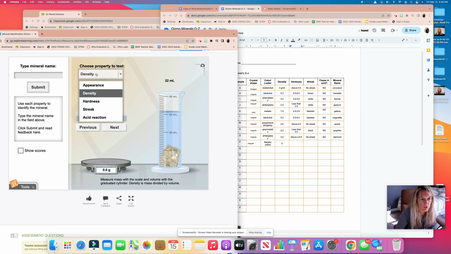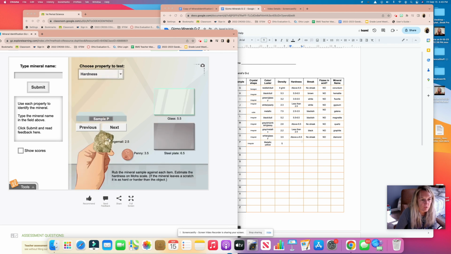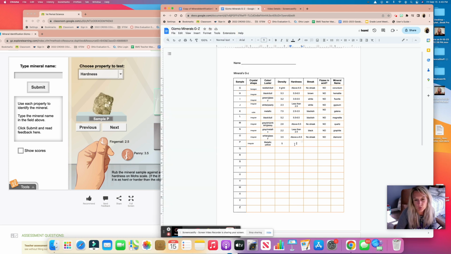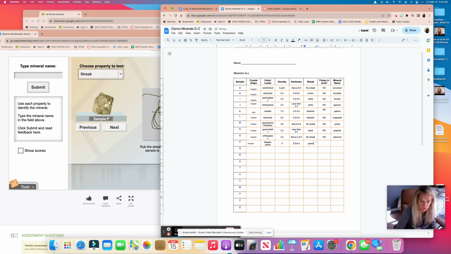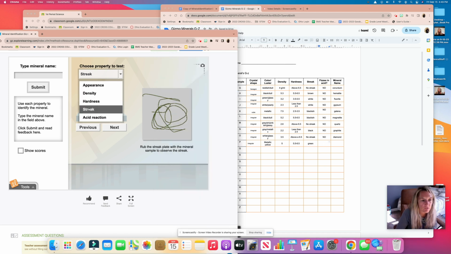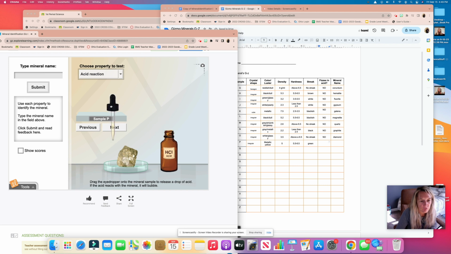All right, let's do the hardness test. Yep, harder than a fingernail, harder than a penny, harder than a glass plate, but not harder than the steel plate. So it has to be between 5.5 and 6.5. Let's try the streak. It streaks green. Let's check the acid reaction. No fizz.